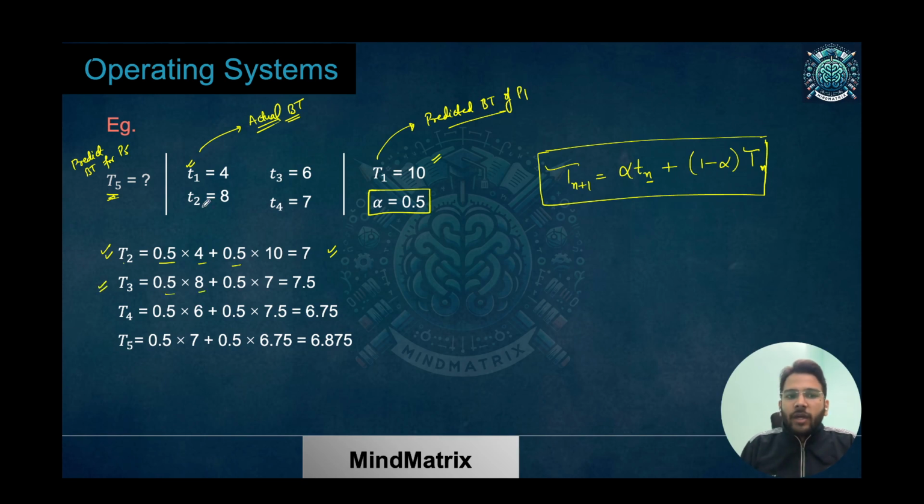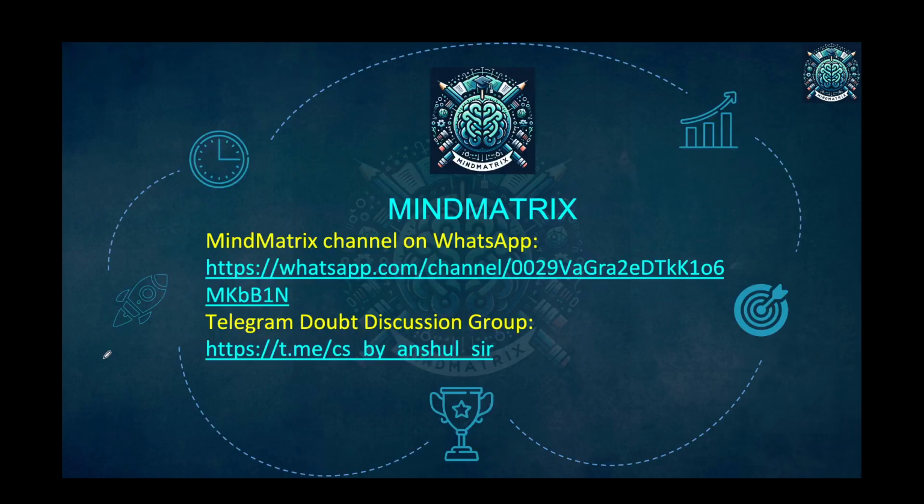So 0.5 into 8, that is the actual burst time, plus 1 minus alpha, 0.5 into 7, that is 7.5. Similarly, we can calculate T4, 0.5 into the actual burst time of the previous process, that is 6, plus 1 minus alpha, 0.5 into 7.5, the predicted burst time of the P3 process, 6.75. And similarly, we can find T5 as well. So this is what we have as the predicted burst time for the P5 process. Clear? So this type of question can also be asked, and we have covered that in detail in this lecture. That's it from this video.